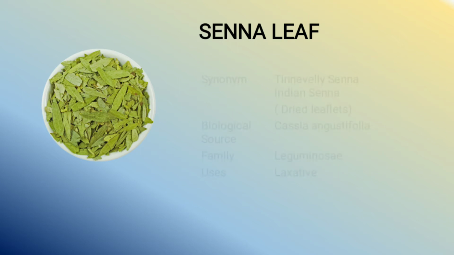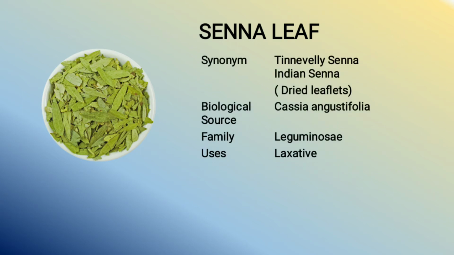Moving to the next one. This image is of, any idea? This is the image of senna leaf. Now looking at its synonym, senna leaf can also be called Tinnevelly senna or Indian senna, and it consists of dried leaflets. Its biological source is Cassia angustifolia belonging to the family Leguminosae, and its use is as a laxative.